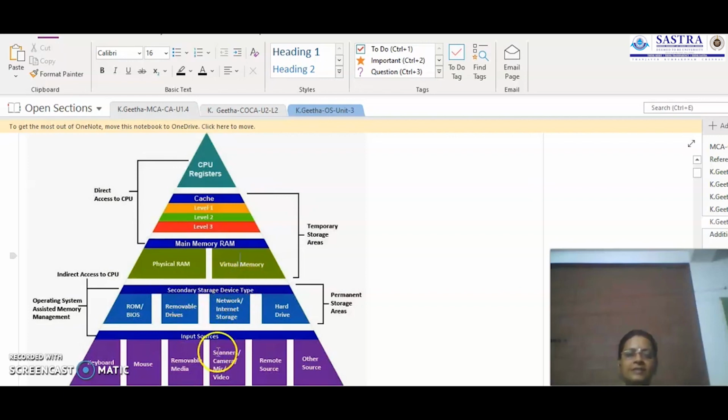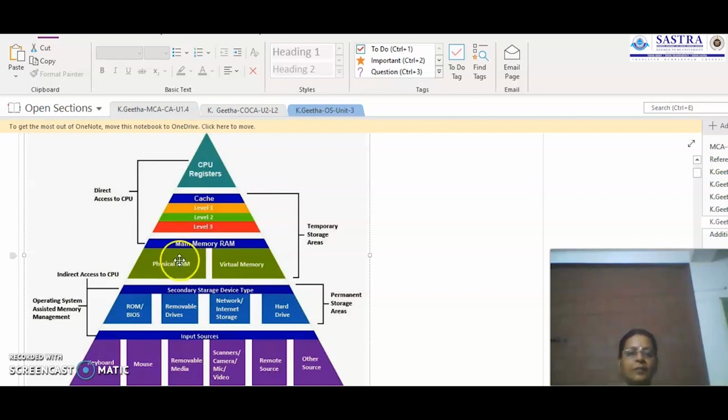Okay, then the last level of the memory, the next level, is going to be the input output devices, which are going to have some buffer mechanisms, and can also have their own storage components. These are the keyboard, the mouse, the removable media, the scanner, the camera, the video devices, and the remote or other sources. These sources can receive the data from the user, and they can hold it in some temporary buffer structures, and then it will transfer the content to the secondary storage, and from the secondary storage it will be moved to the main memory by the loader available in the operating system.